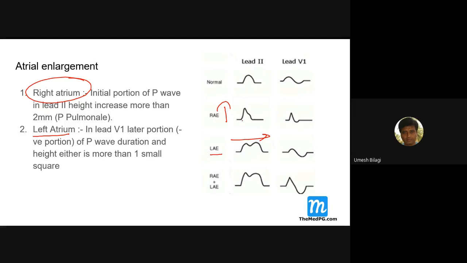Right atrium enlargement produces increase in the height of the P wave, seen in lead V1. In lead V1 you can see the positive first part is more prominent in case of right atrial enlargement, whereas in left atrial enlargement the terminal part is wider and deeper, more than one small square. That's about this. These slides are available; you can download and read them.